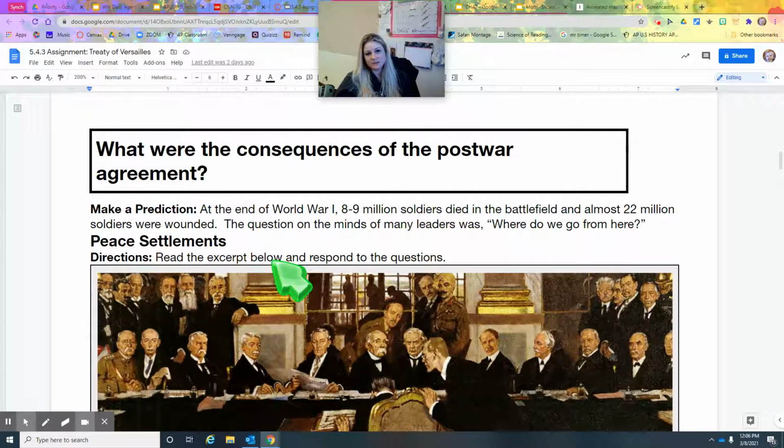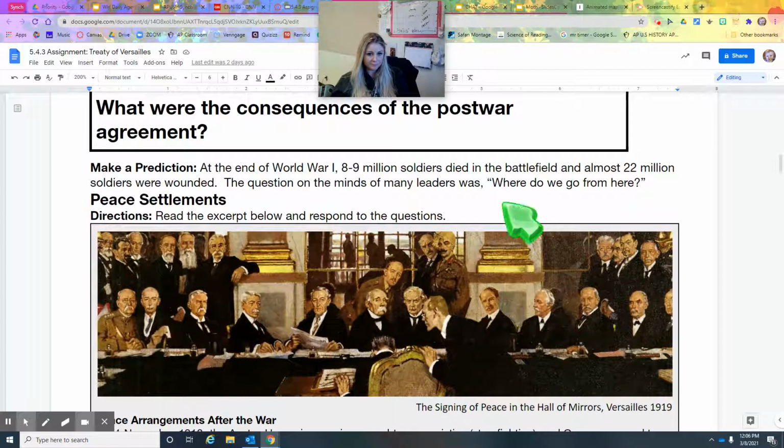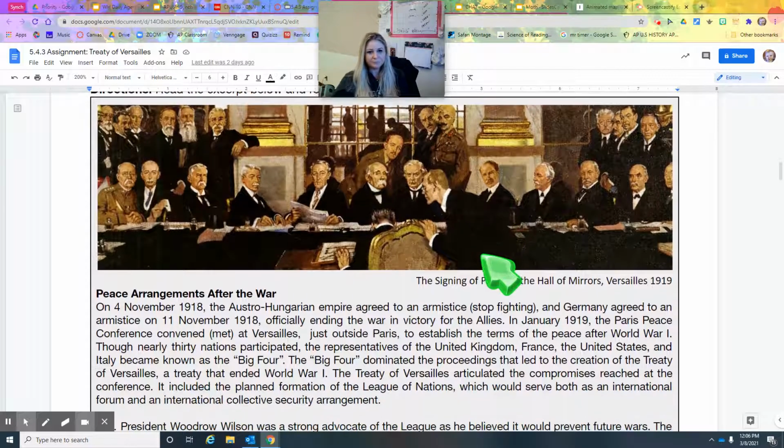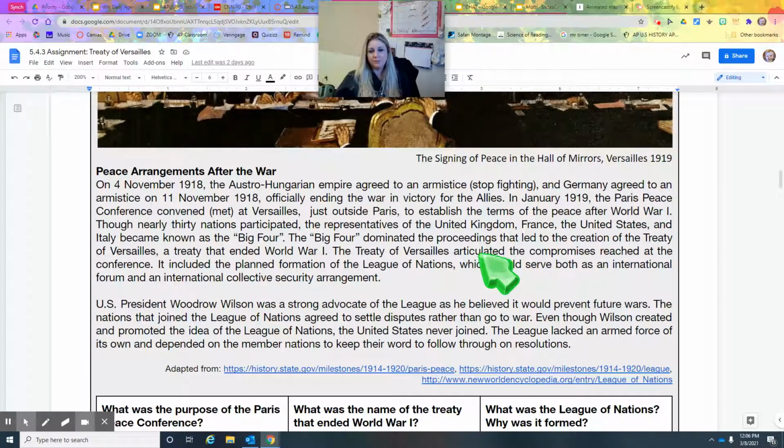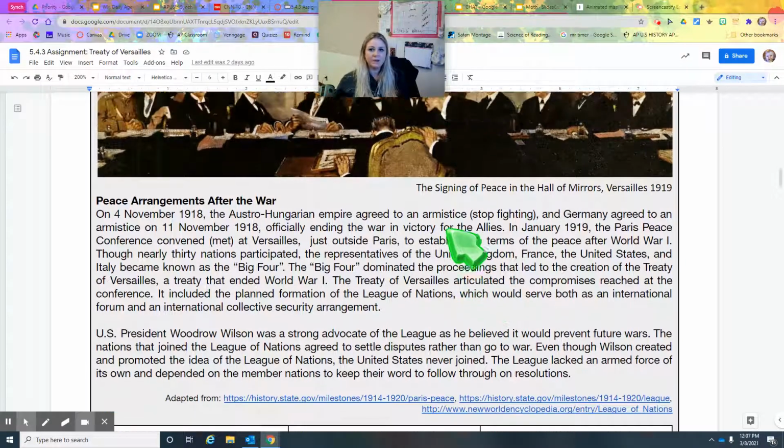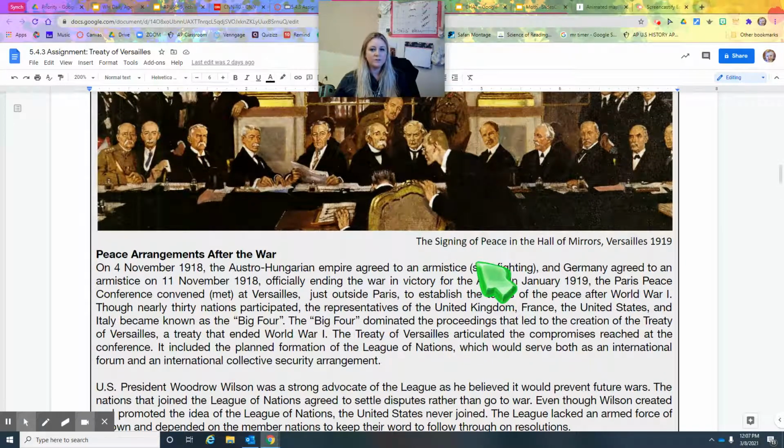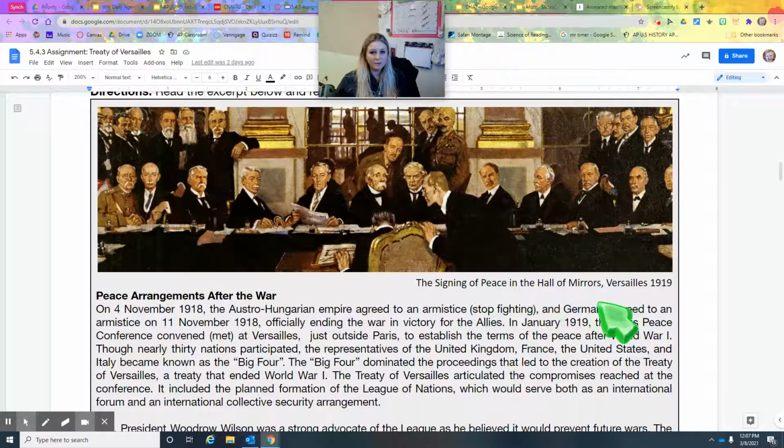Directions: read the excerpt, so it's a chunk of reading below, and respond to the questions. Okay, I'm going to read this aloud to you. This is a picture of the signing of peace in the Hall of Mirrors in Versailles in 1919.